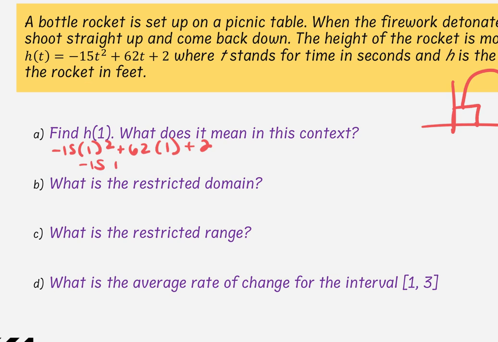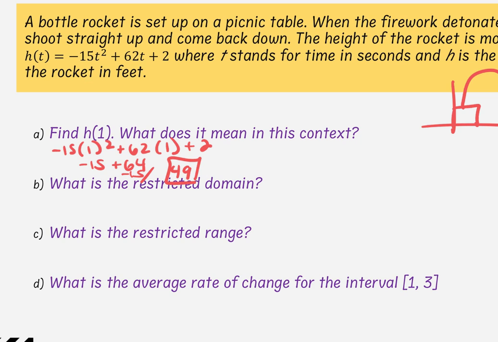So I'd get negative 15 plus 64. So you get minus 15... 49, right? Yeah. Okay. What does it mean in this context?